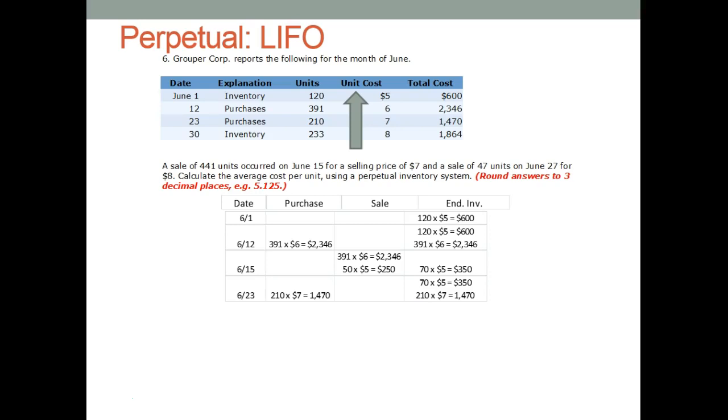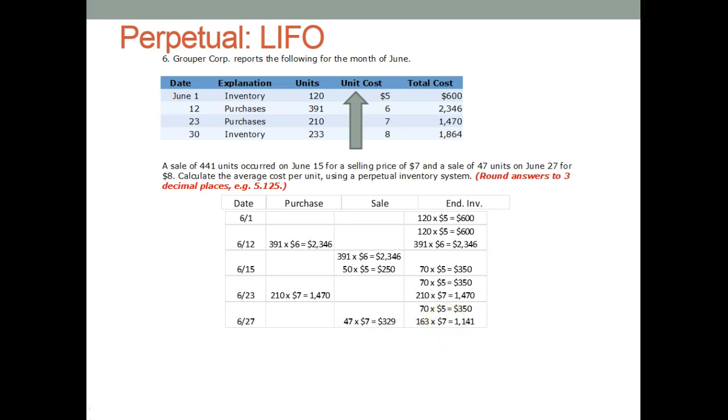Okay, the next date, the 27th, is a sale, 47 units. I'm going to lift my arrow up. I only need 47 units of the 210 from the bottom. So there's my sale, 47 at 7. My ending inventory is the whole top tier because we didn't use any of that. And 210 at 7, we took 47 of those units out. So that leaves us with 163 units at 7.